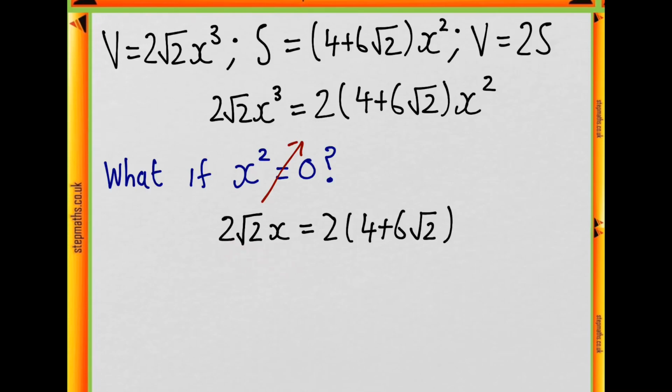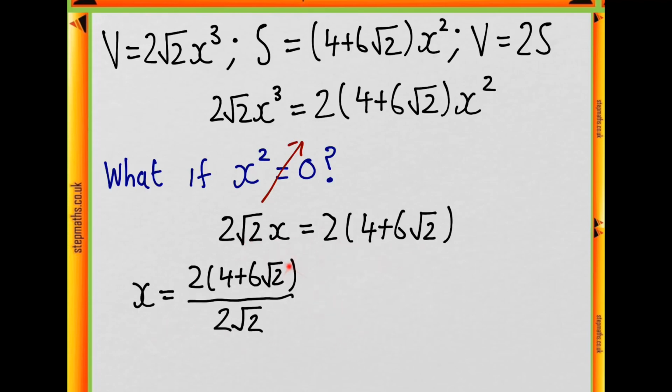So dividing through by the 2 root 2, we get x on its own, because that's what we want to do. So let's isolate x, and we get to here. Now, this looks pretty nasty. The first thing to think is, on the denominator, we've got a root 2, and I don't like surds on denominators, it makes everything awful. So let's rationalise the denominator.